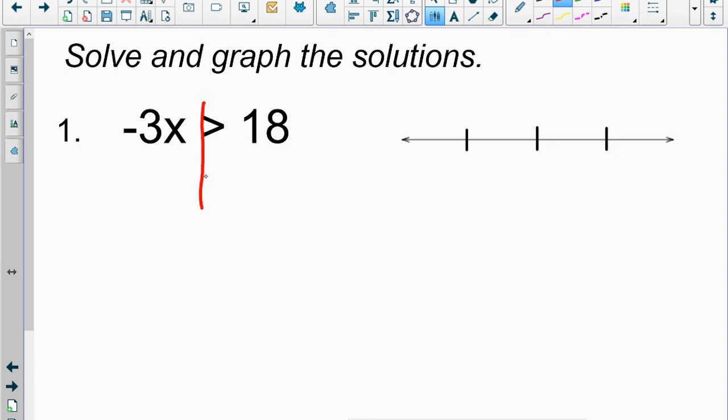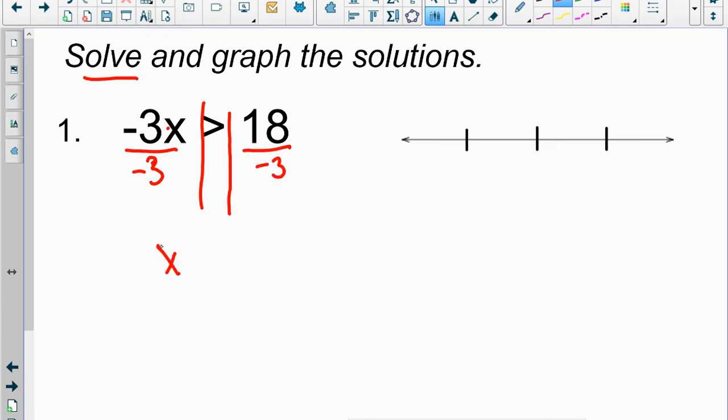So in this case, I'm going to draw my train tracks around the inequality symbol because that represents the middle of my inequality sentence. And if I'm solving the inequality, it means to get x by itself. I want to figure out what values for x would make this true. So I'm going to undo multiplication the same way we would solve equations. So I'm going to divide by negative 3 on each side.